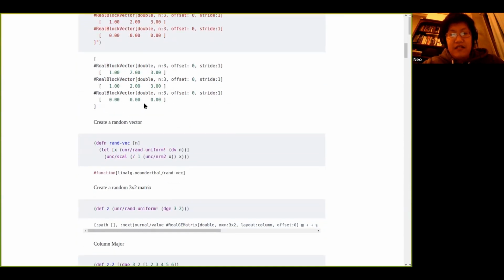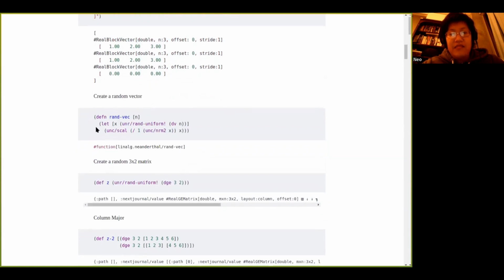Here I gave you an example of how you could create a random vector, and this vector would have a norm of 1. So here you create a random vector of size n. You use the destructive version of rand-uniform, so it's going to be a vector of size n with random numbers between 0 and 1. And then you make sure that the norm of this vector is 1. This is what this operation does.